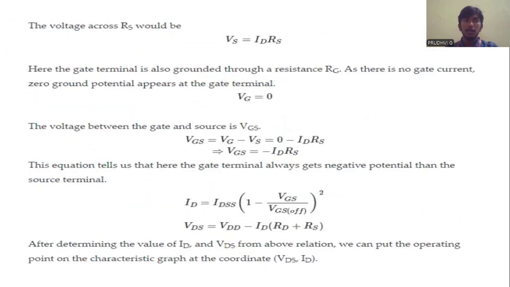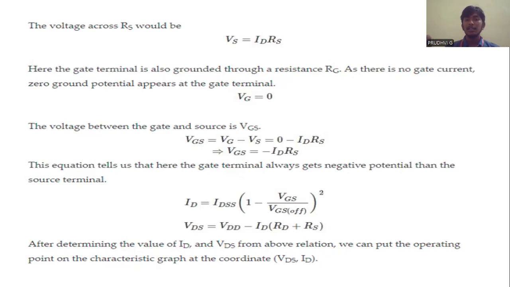So RS is the source resistor. The voltage along RS would be VS equals ID into RS, where ID is the current through the drain. If we consider the voltage along the gate, it would be zero because there is no current flow through it. The voltage between gate and source is VGS, which is VG minus VS. VG is zero and VS is ID into RS, so we get VGS equals minus ID into RS.